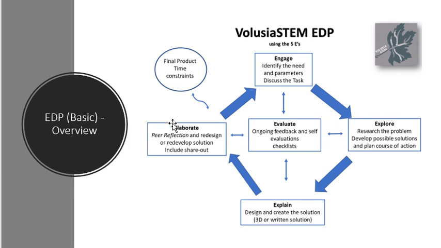Then you can move on to elaboration. To elaborate a problem means to reflect with your peers, redesign whatever you created, and explain the problem and the solution, and redevelop that solution. Elaborating on your problem includes sharing out, so communicating with others about what you've learned about the problem and how you've developed your solution. Through this, you'll have a final product, and you'll be able to understand the time constraints that you have for developing your solution.